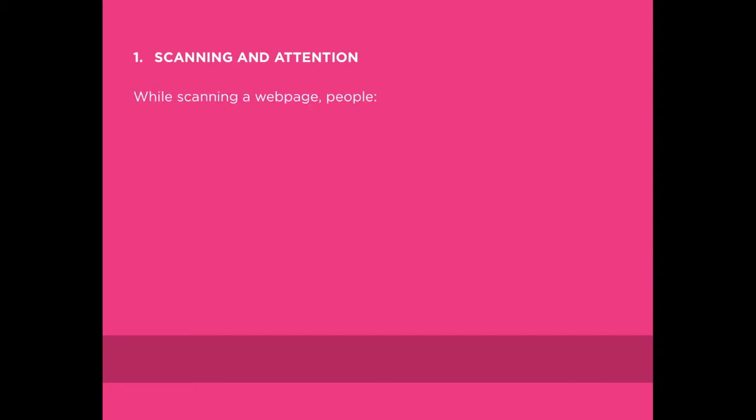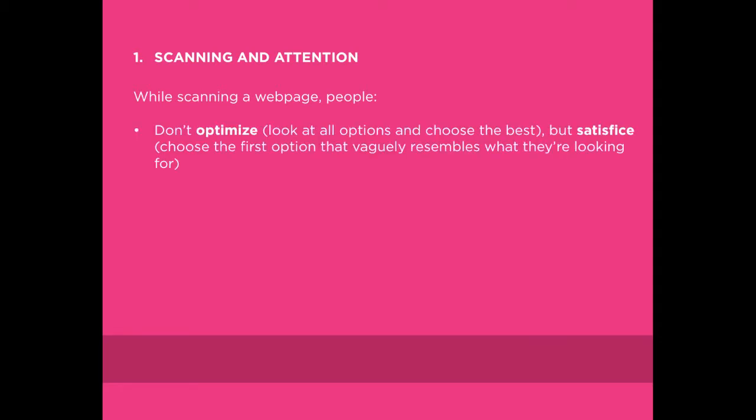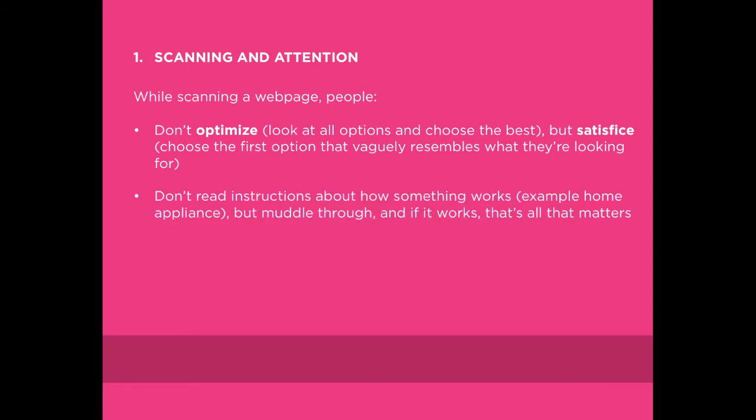Still under scanning and attention, while scanning a web page, people don't optimize. Optimizing means looking at all options and choosing the best. But they satisfice, which means choosing the first option that vaguely resembles what they're looking for. People don't read instructions about how something works, for example, a home appliance, but muddle through, and if it works, that's all that matters. People treat our carefully crafted design as a billboard going by 60 miles per hour.